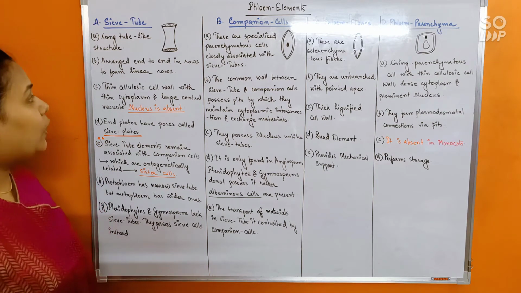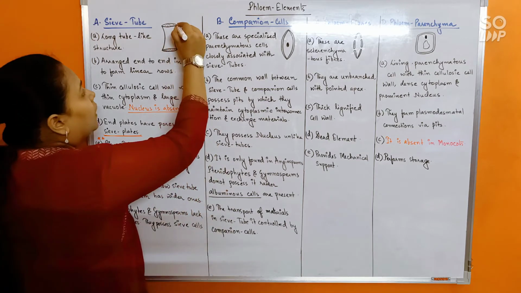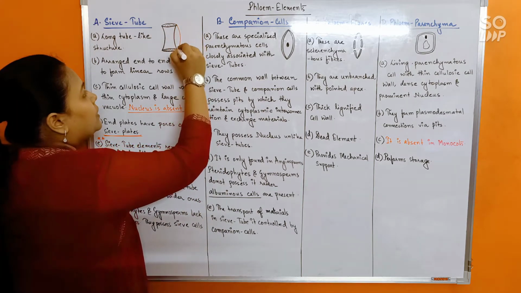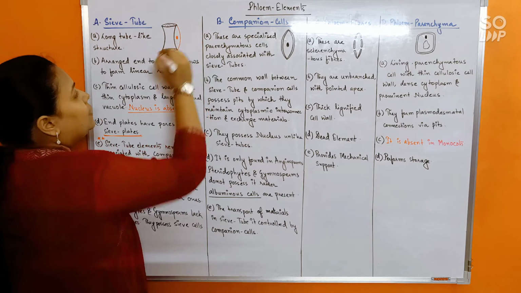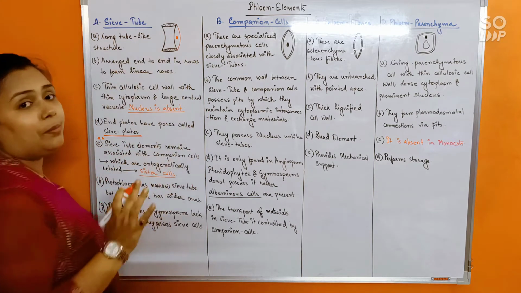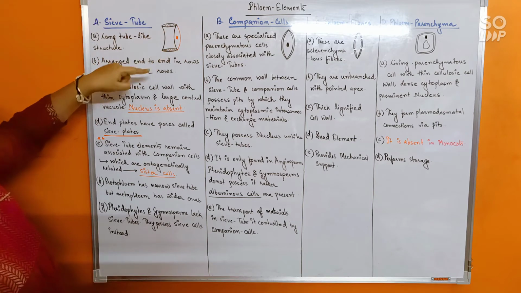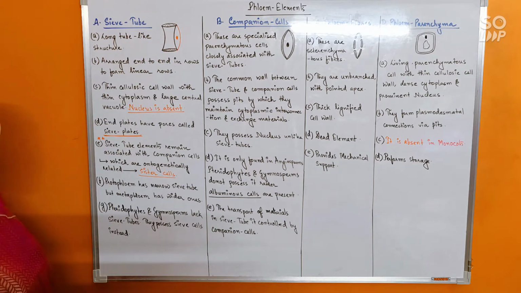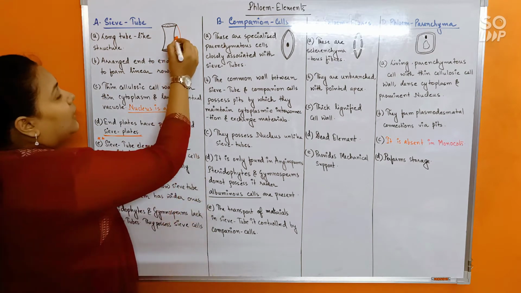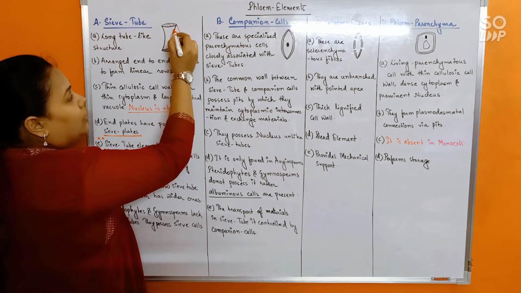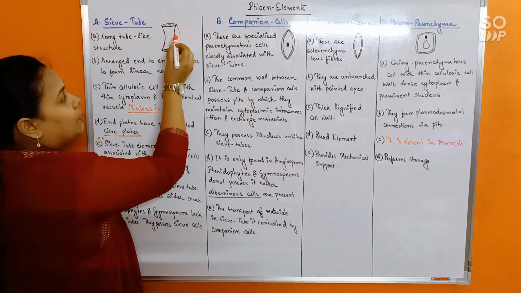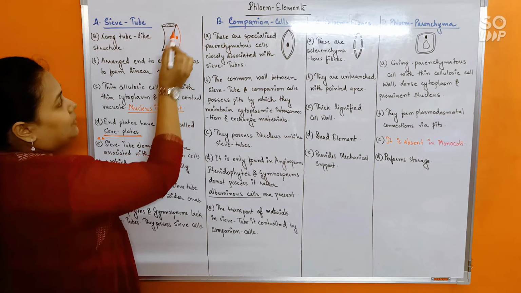So see, always adjacent to a sieve tube there would remain another cell present. Always it has to be present compulsorily, and that is a spindle shaped cell, that's the companion cell, okay. See, between the companion cell and the sieve tube, there is a common wall present, isn't it?